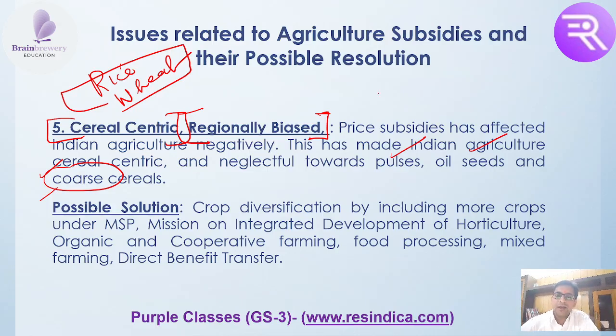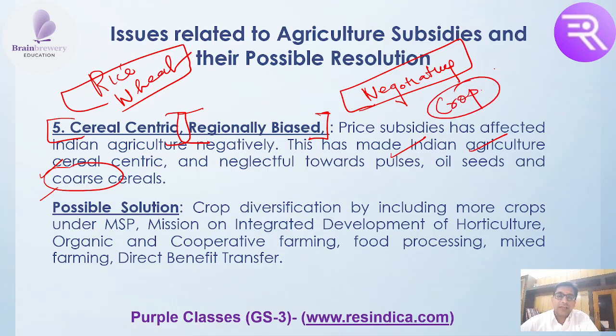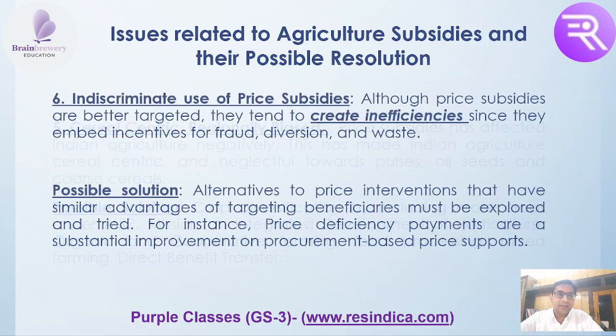Right now, you know, we are negotiating with farmers. So we are saying that okay, we will be providing subsidy to the other crops. Other crops like sugarcane are there, pulses crops are there. You will get good amount of MSP in that. Okay, so government is asking them to diversify that. And then horticulture missions are there, cooperative farmings are there, direct benefit transfer. These all are the possible solutions if we want to move away from the cereal centric and regional biases. Then we have an indiscriminate use of price subsidies.